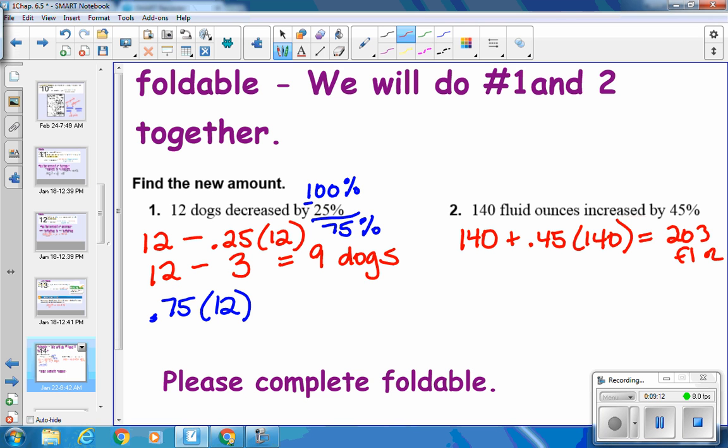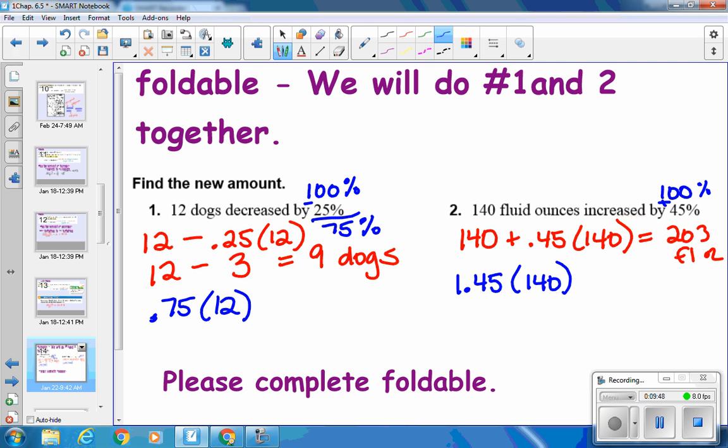Okay. So now I'm going to show you again the shortcut way. If you think of it, now we're increasing 100%. So we're going to add on to 100% this 45%. So we're going to find 145% of 140. So we would write that as a decimal, 1.45, and we'd multiply that by 140 and get the same answer.